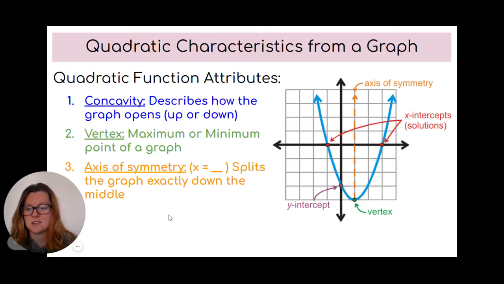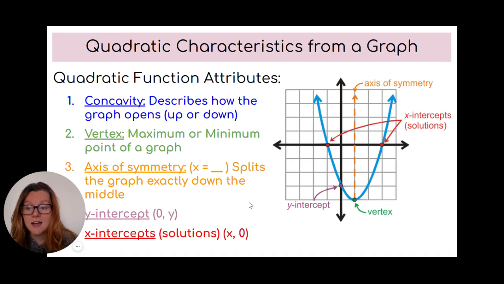Okay, and lastly, actually I think there are two more. The y-intercept is where you are crossing the y-axis. So notice this point here, remember up and down is the y-axis. And then the x-intercepts, sometimes we'll hear them as solutions, sometimes we'll hear them as roots, are going to be the 2 points on your graph where you are crossing the x-axis.